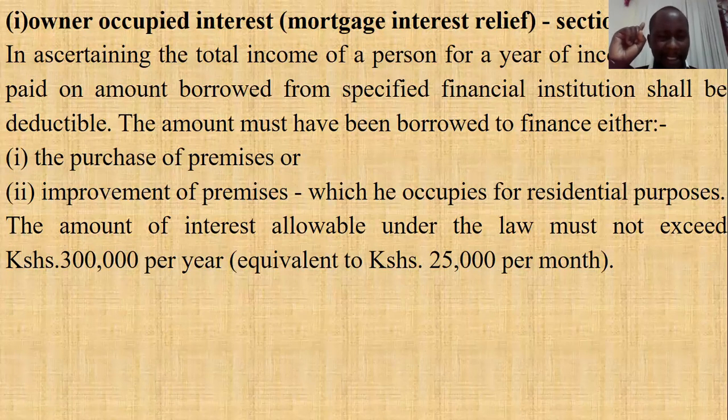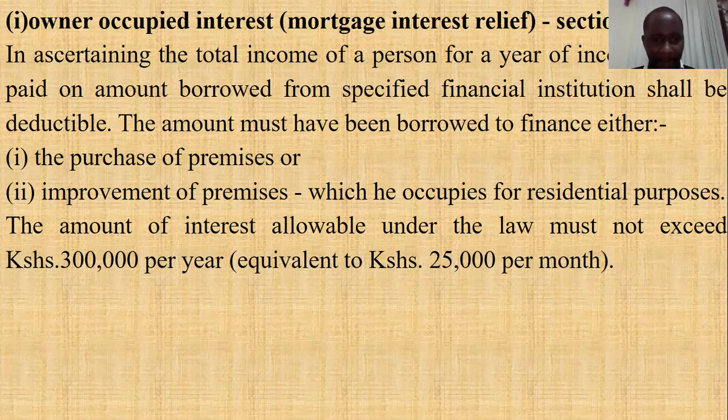Not the amount that is borrowed. It is the interest on the amount that is borrowed. The deduction is for the interest. Now, you get this deduction if you have actually occupied the premises, and you have occupied the premises for residential purposes. You have borrowed, right? After borrowing, you have occupied the premises for residential purposes.